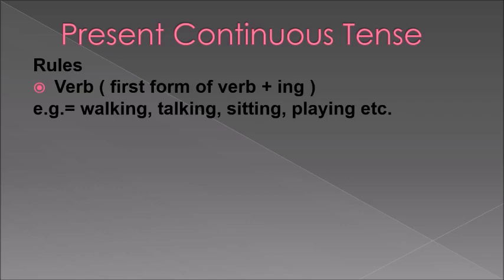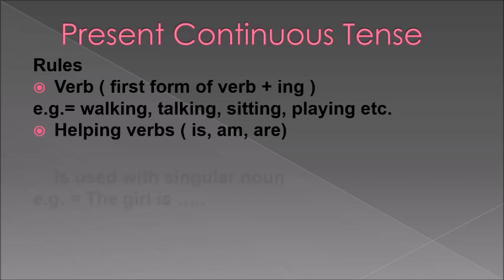For example, now the first forms of verb are like walk, talk, sit, play. So when you're going to add ing to these verbs, they will become walking, talking, sitting, playing. So present continuous tense में आपने verb की पहली form के साथ ing use करना है. तो दूसरा rule है present continuous tense का, that is the helping verbs. So the helping verbs which are used in present continuous tense are is, am, are. ये तीनों हम helping verbs use करते हैं present continuous tense में, is, am और are.